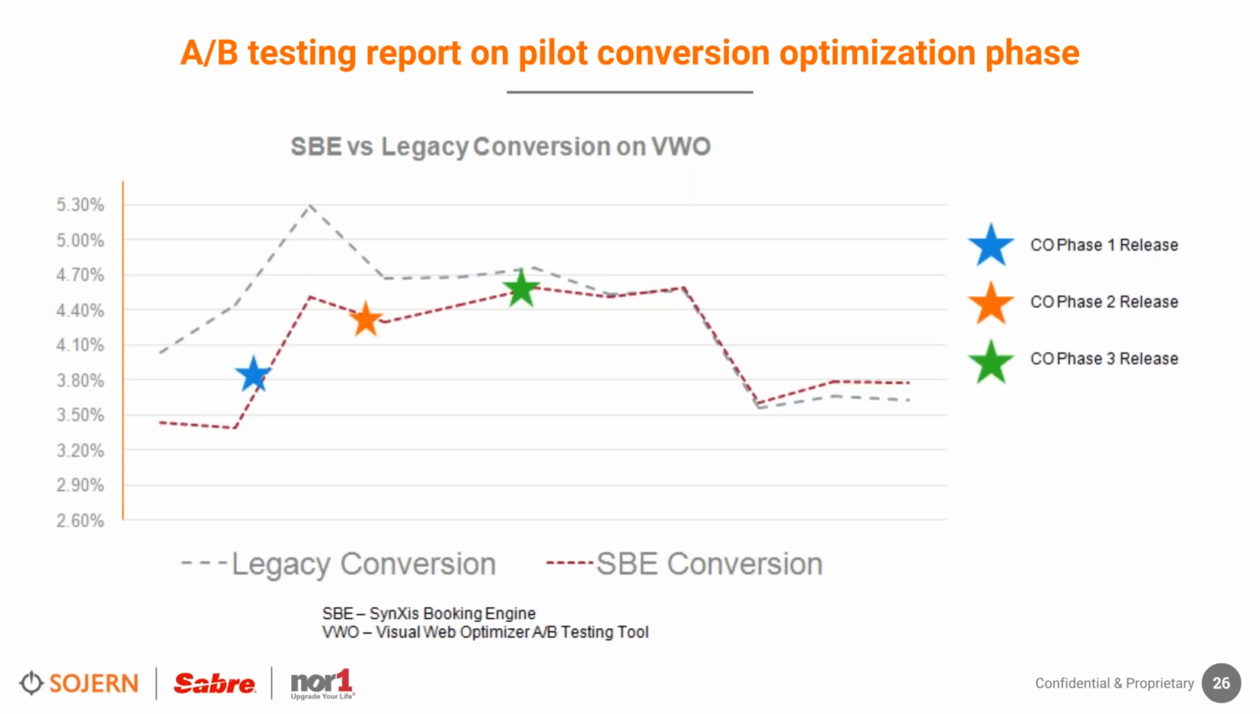And so you can see, as we started our pilot over on the left, our legacy conversion rate was higher than our new booking engine. Then we had three different releases where we rolled out the new design, and you can see where finally we were winning. And this was just A/B testing for a specific group of pilots.